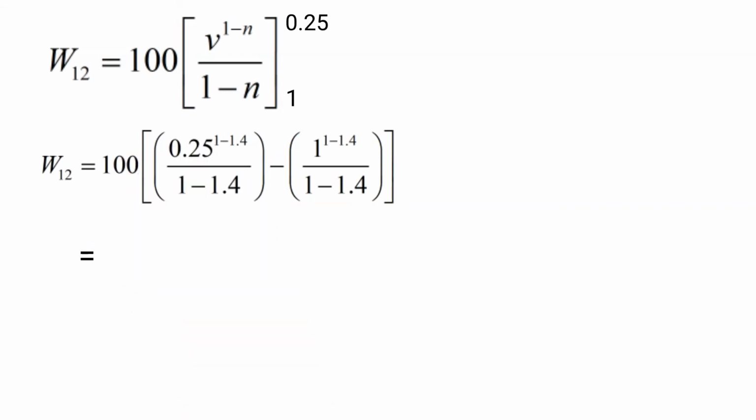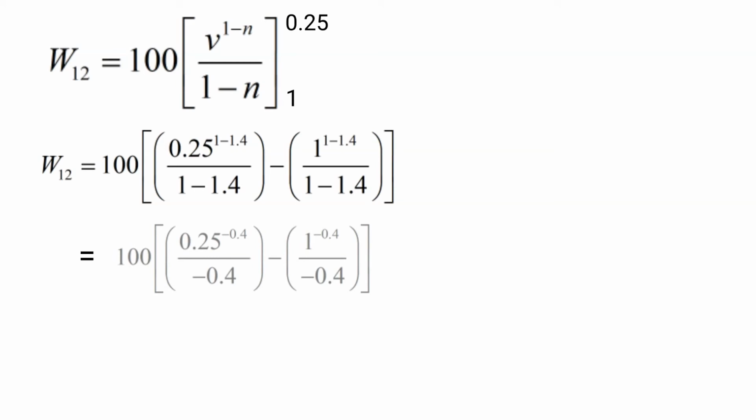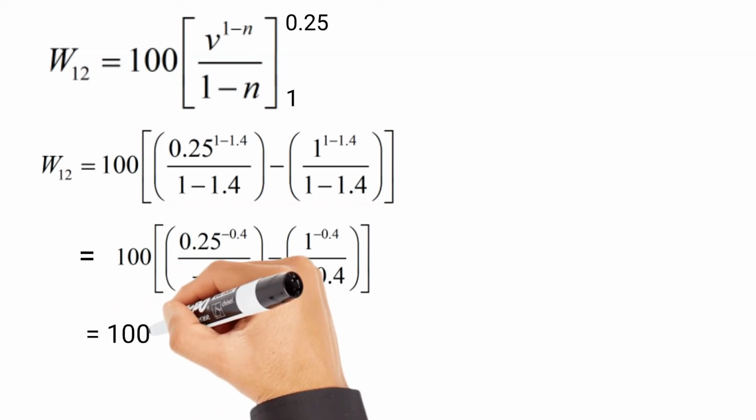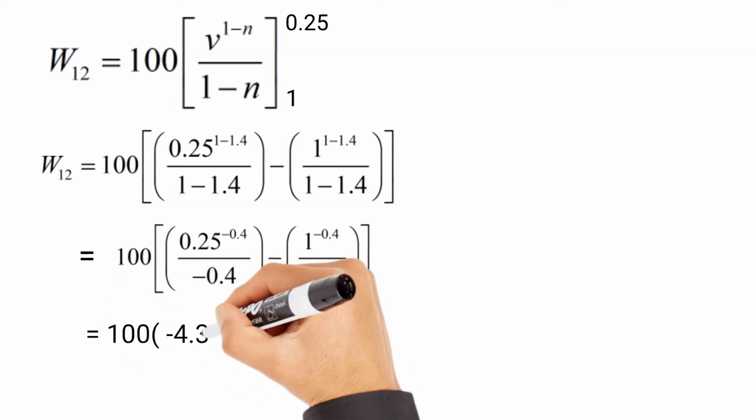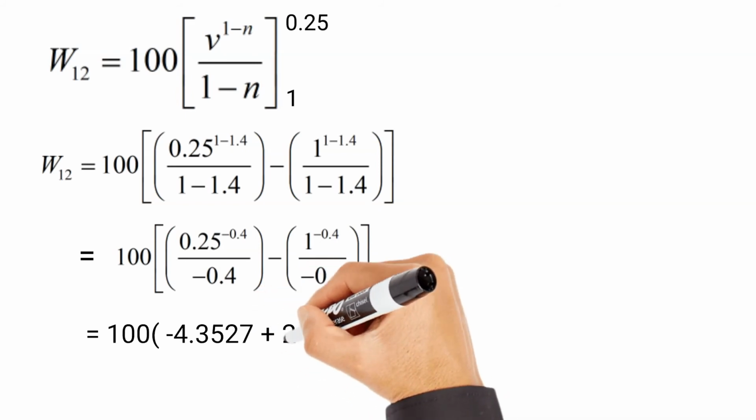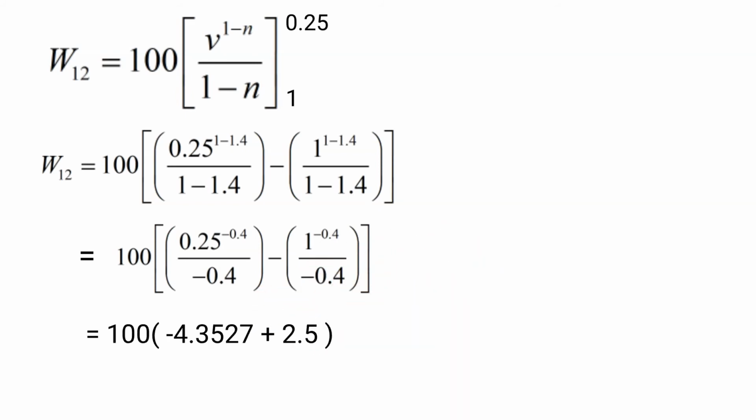All right? When you simplify each of the smaller brackets, we're going to have 100 into 0.25 raised to power minus 0.4, because 1 minus 1.4 will give us minus 0.4, all over minus 0.4. The same thing goes for the other bracket. Now when we use the calculator to simplify, 0.25 raised to power minus 0.4 all over minus 0.4, you have minus 4.3527, and the other bracket gives us 2.5.